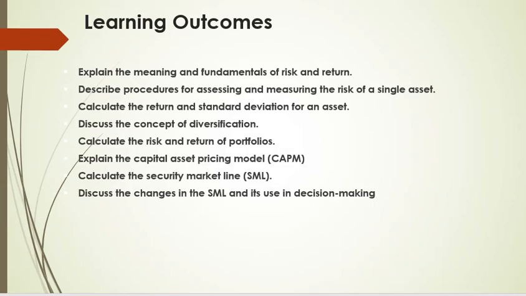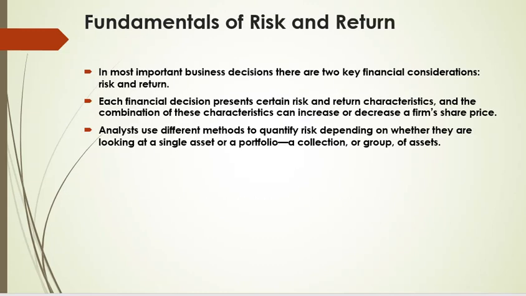So in this example, we're going to talk about the fundamentals of risk and return, and some procedures for measuring them. We'll talk in basic terms about the concepts of diversification and how portfolio statistics are calculated. We'll also talk about the primary theory in corporate finance for bringing risk and return together, and that's called the capital asset pricing model. So that's the basics of where we're going to go in this chapter.